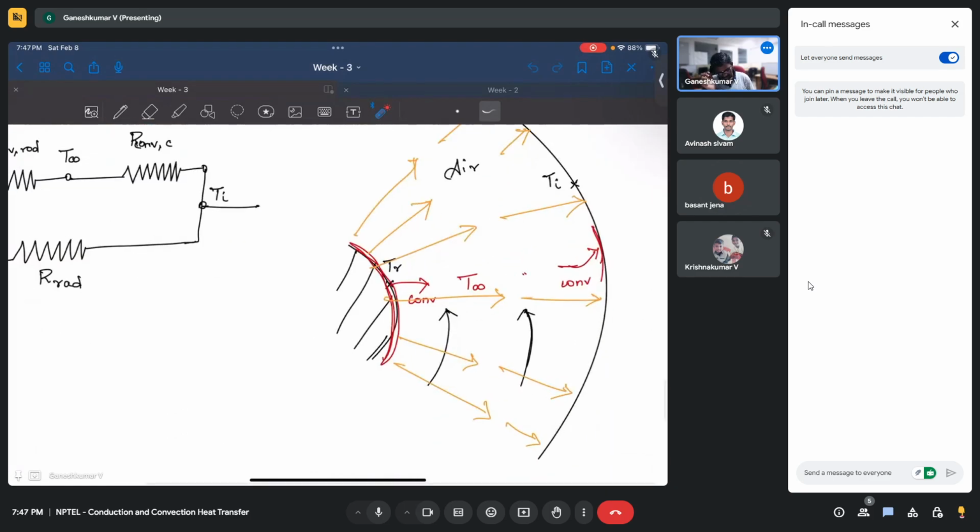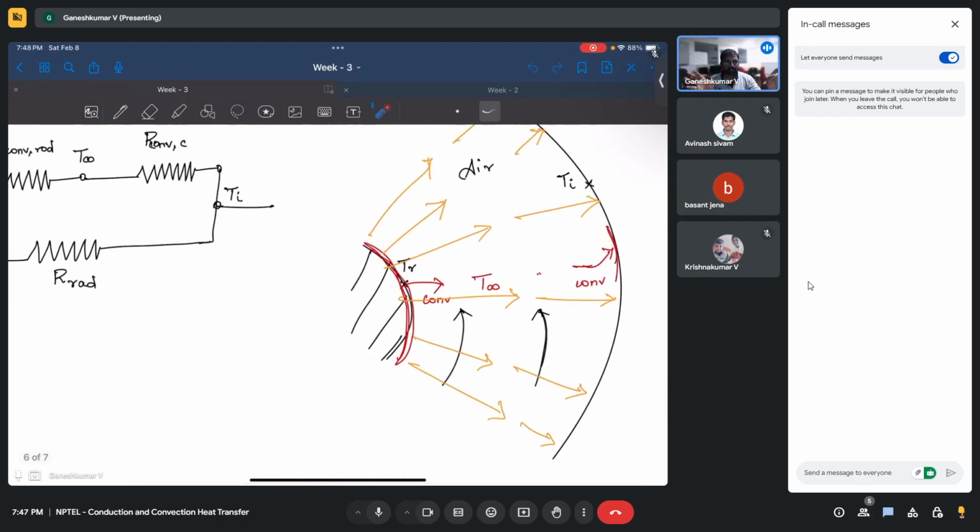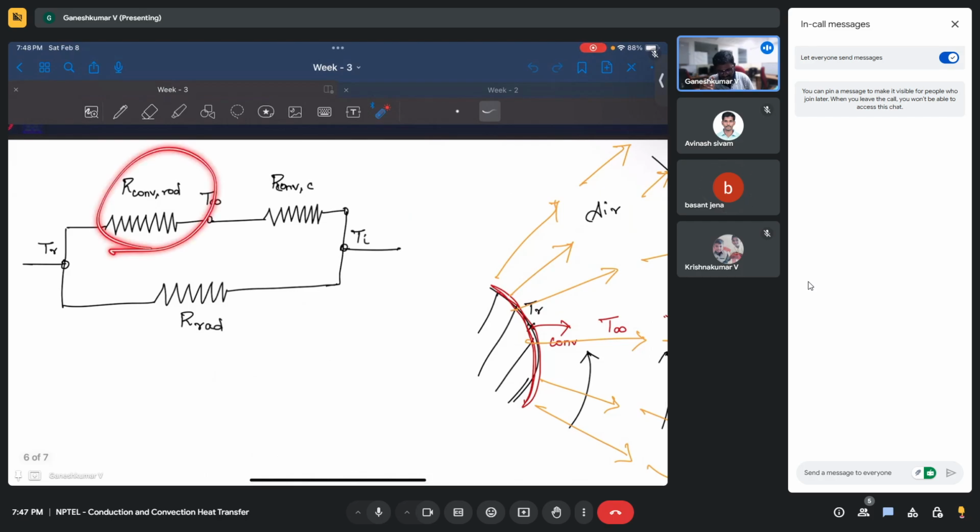You have heat coming from here, and it has to go here. And now the two pathways are not conduction. One is convection, another is radiation. Radiation directly goes from one surface to the other surface. It doesn't need any medium. So some q has gone through radiation. The other q is going through the convection to infinity, and from infinity again through convection to the other surface. That's why you have two convection resistances here, going from TR to TI.